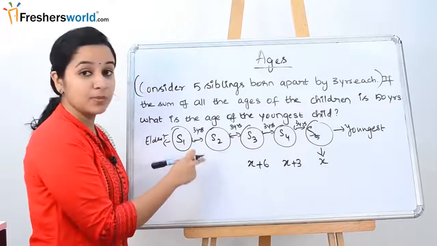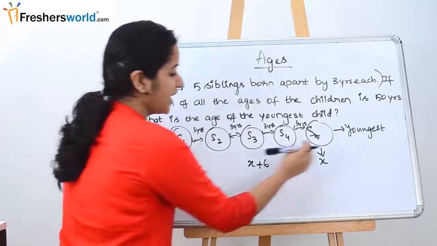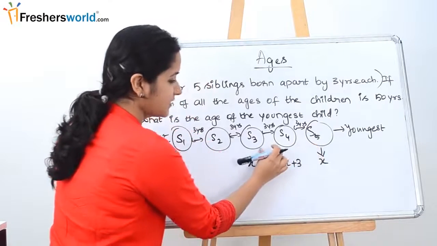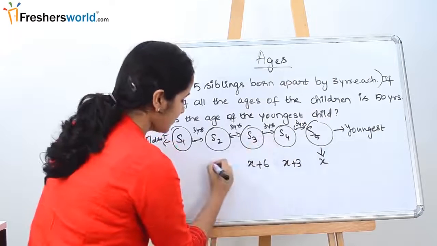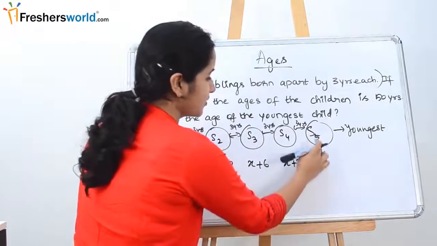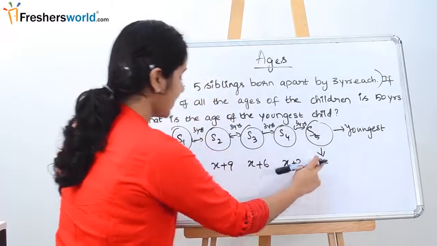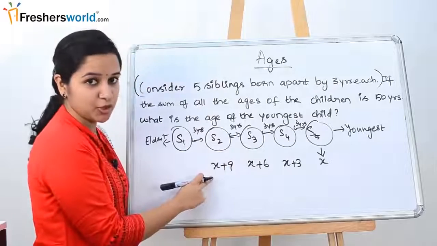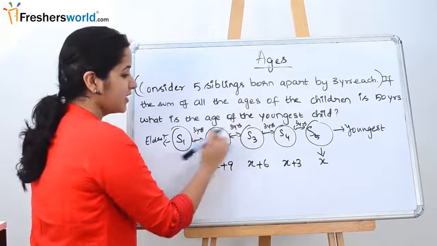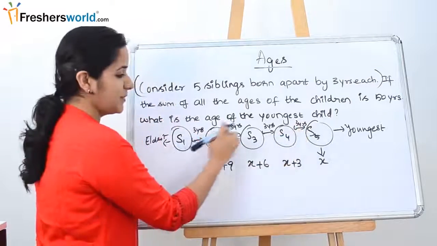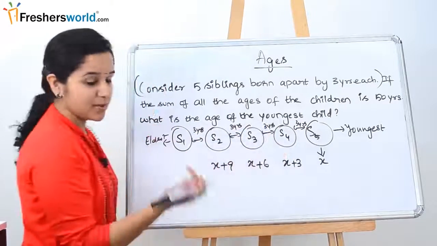Now, consider the sibling 2. So, we know that the difference between them is 3 years and 3 years each. So, it becomes 3 plus 3 plus 3, which will be x plus 9. So, sibling 5 is nothing but 9 years younger than the sibling 2. So, let's take sibling 1. Sibling 1 is nothing but the addition of all these years, which is nothing but 3 plus 3 plus 3 plus 3, which is nothing but x plus 12.